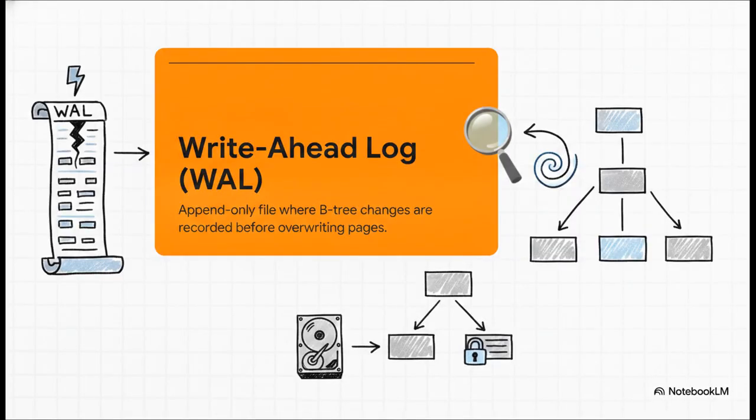Imagine the database is halfway through updating a leaf page and the server loses power. Your data would be totally corrupted. So, B trees rely on a write-ahead log, or WAL. This is an append-only file that serves as a crash recovery safety net. Every single modification must be written to this log before the database is allowed to actually overwrite the B tree pages. If the system crashes, no big deal. The database simply replays the log to restore itself to a consistent state.